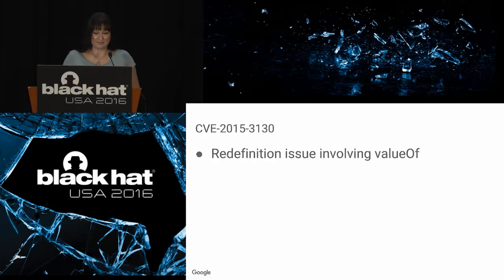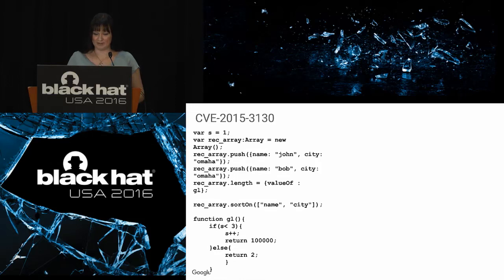So another interesting bug that got fixed in July was this redefinition issue using valueOf. And this is another example of how being able to call script within natives can cause problems. So in this bug, you start off by creating an array. And yeah, you put stuff in the array. And what's really interesting here is that in ActionScript 2, you can actually set the length of an array to be anything, including an object with valueOf defined. So that's what this object does.